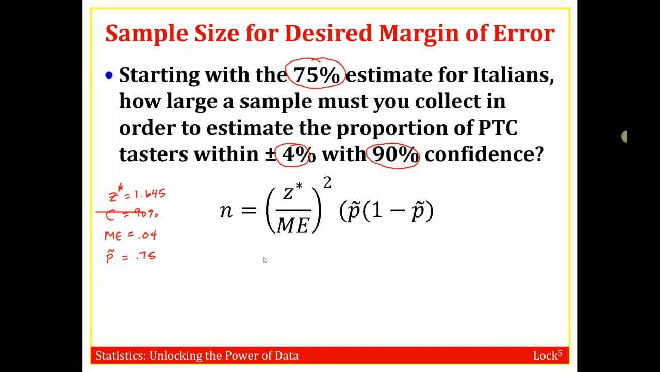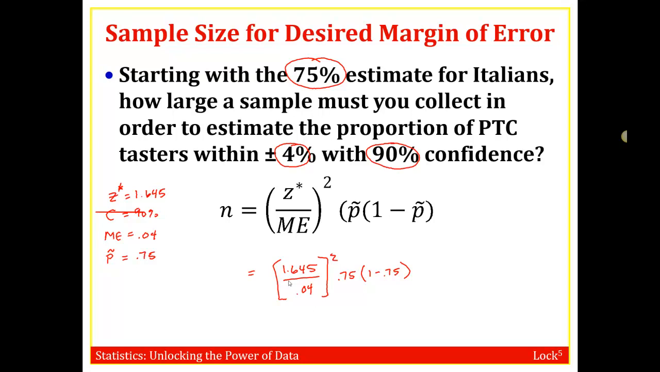Now I can plug everything into my formula. So I'm going to get 1.645 divided by 0.04, that quantity squared, times 0.75 times 1 minus 0.75. Now I'm going to just start working on the individual parts of the formula here, starting with this first part.